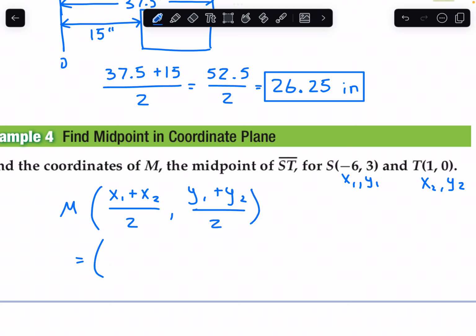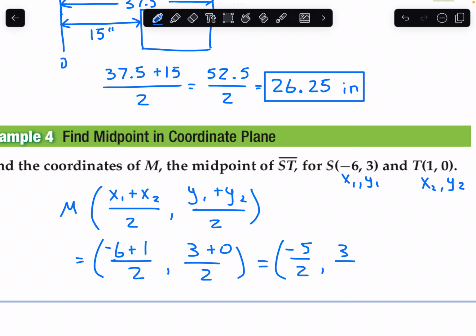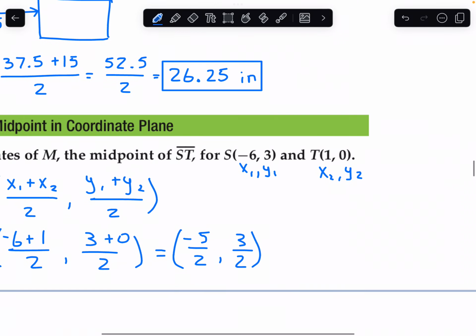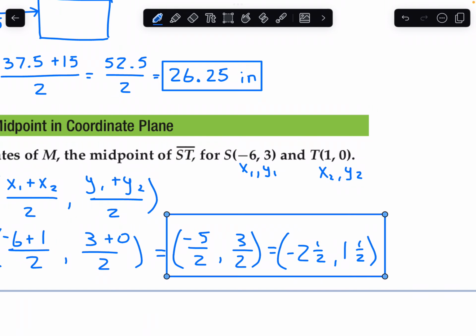So this will be the average of -6 and 1. And then for y, it will be the average of 3 and 0. Which will give us -6 plus 1 is -5 over 2. And this is 3 plus 0 is 3 over 2. And you could leave it as improper fractions or rewrite that as mixed numbers or decimals. We're just dealing with halves here, so I'd accept either version.